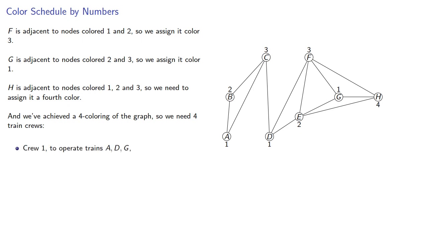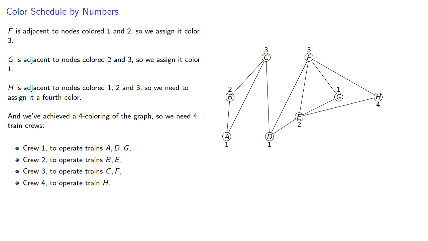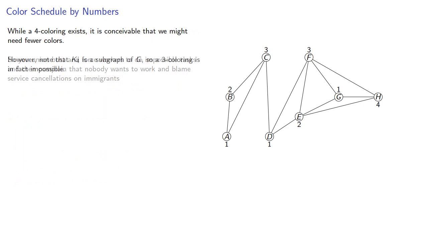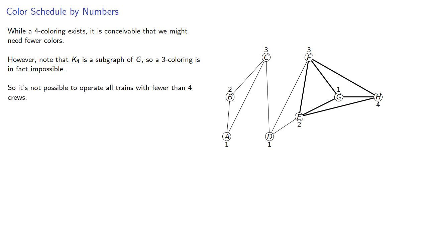Crew 1 to operate trains A, D, and G. Crew 2 to operate trains B and E. Crew 3 to operate trains C and F. And crew 4 to operate train H. Now, while a 4 coloring exists, it is conceivable that we might need fewer colors. So, we note that K4 is a subgraph of G, so 3 coloring is in fact impossible. So it's not possible to operate all trains with fewer than 4 crews.